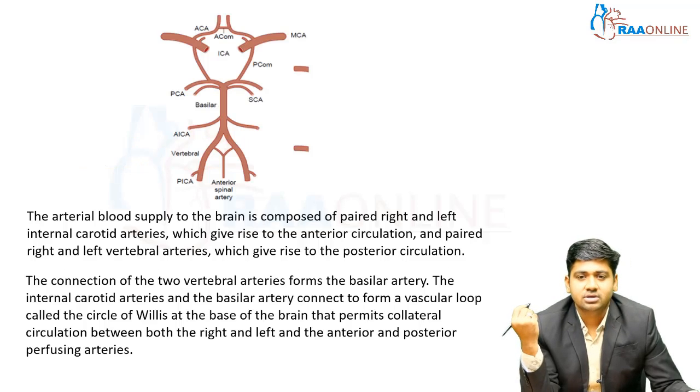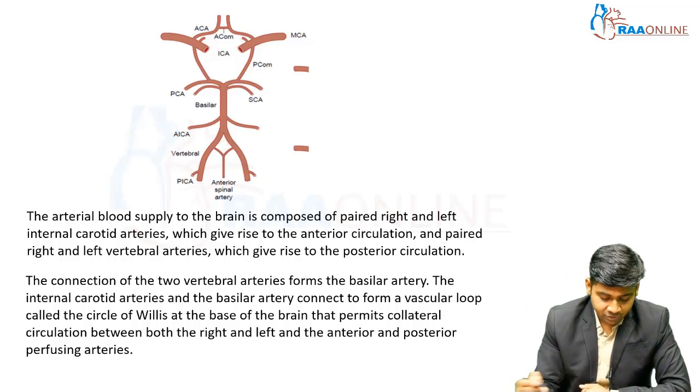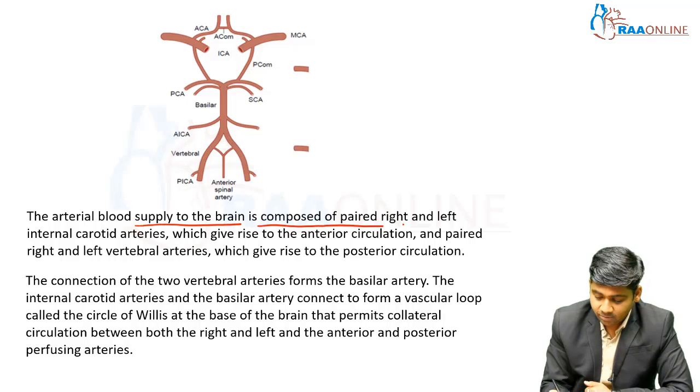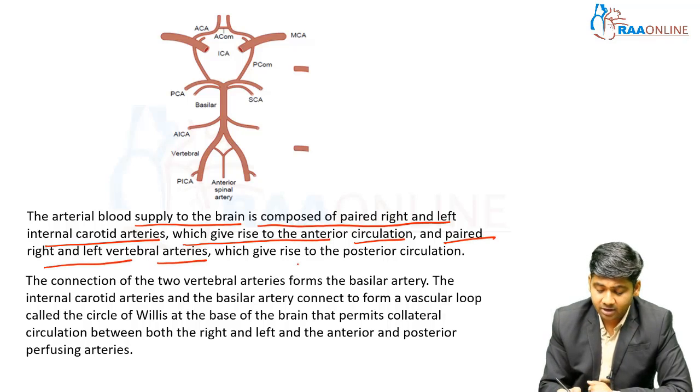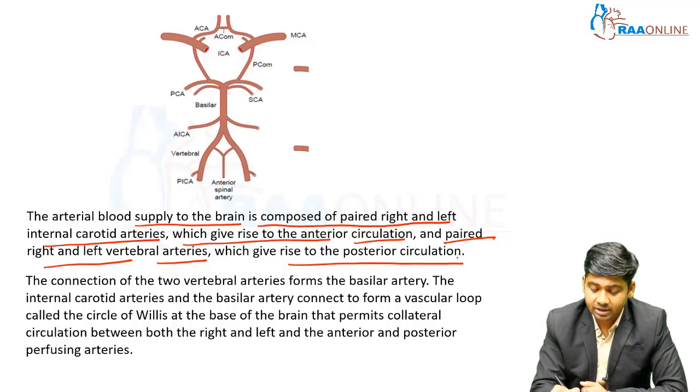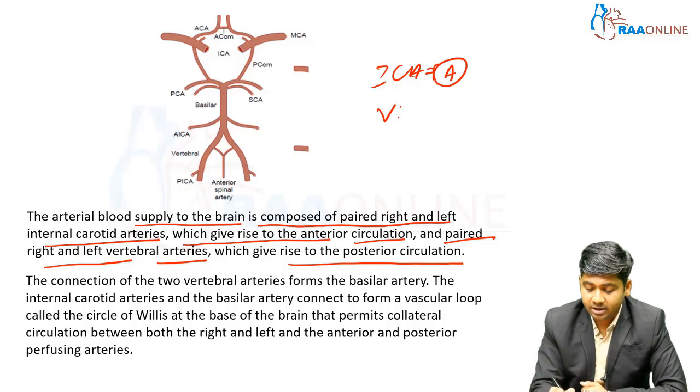So the first question is the circle of Willis, or the arterial blood supply of the brain. Around the year 2020, it was asked as a 5 mark short note in the NB exam. The arterial blood supply of the brain is composed of the paired right and left internal carotid arteries, which give rise to the anterior circulation, and the paired right and left vertebral arteries, which give rise to the posterior circulation.